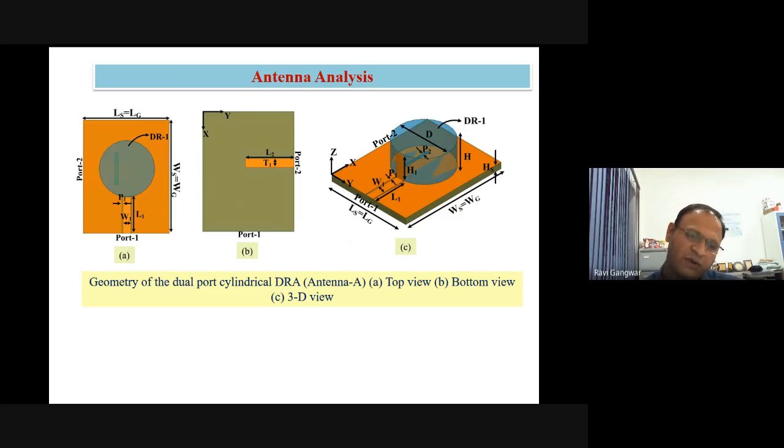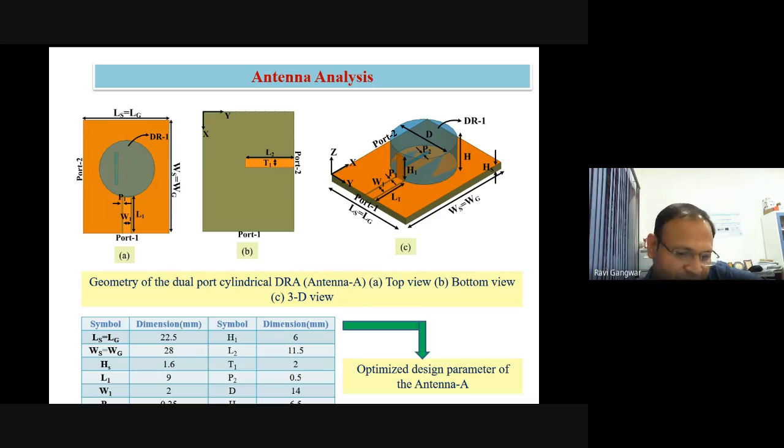So here we are basically going to have two different feeding mechanisms. The first one is the conformal strip. The second one is the slot technology. Both of these we are going to use for exciting the DR. And these are the optimized dimensions.